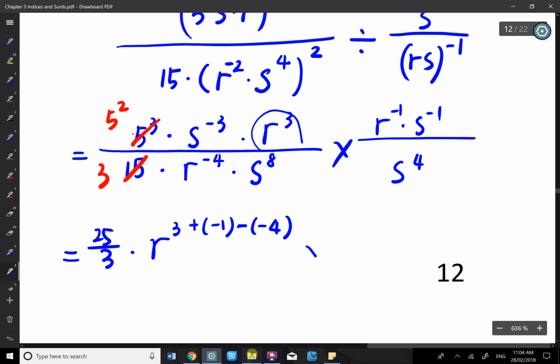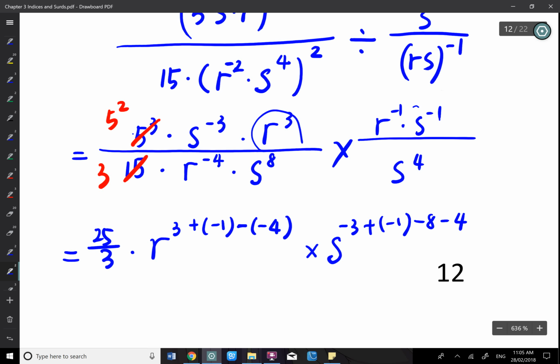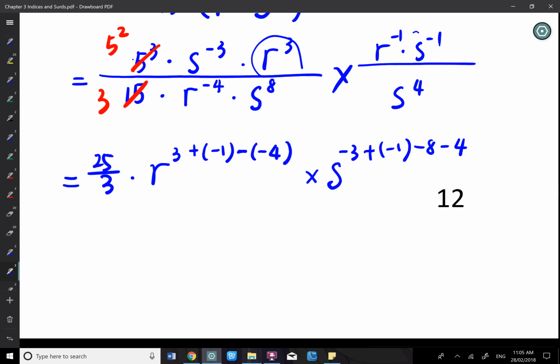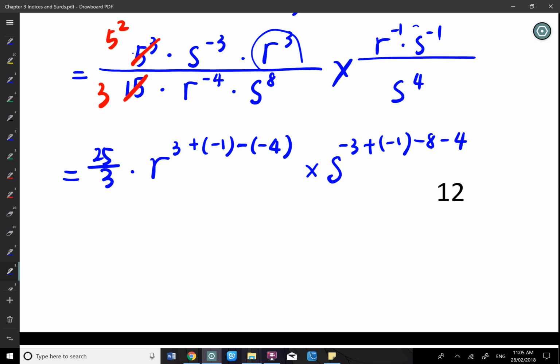So similarly, we can do it with the s. For s we have negative 3. We keep it as negative 3. We will add this negative 1. Plus negative 1. And then we divide by s to the 8, so we minus 8, and then we divide by 4, we minus 4. Yes? It's better than flipping it and then doing it. You still need to combine all that together. Why not just add immediately or subtract immediately?